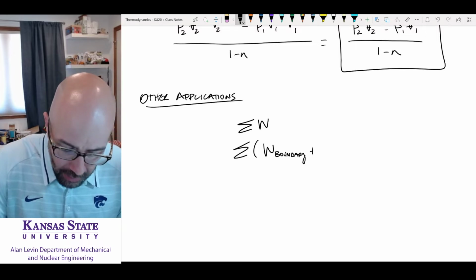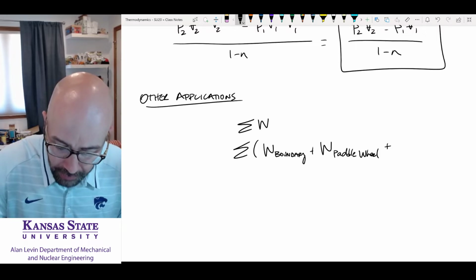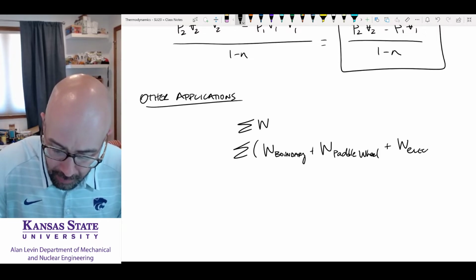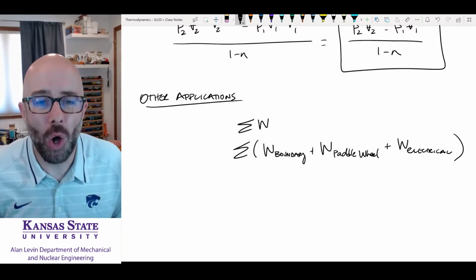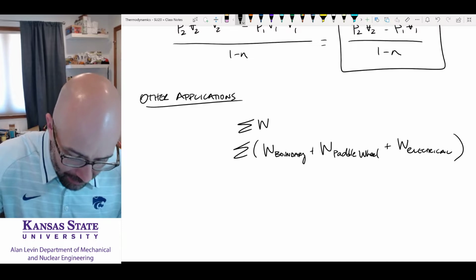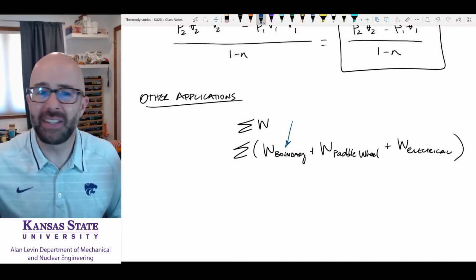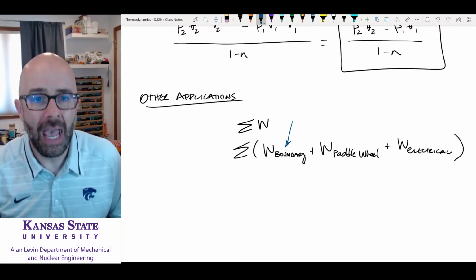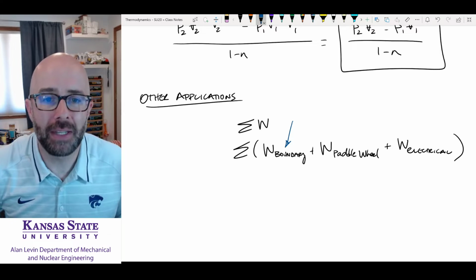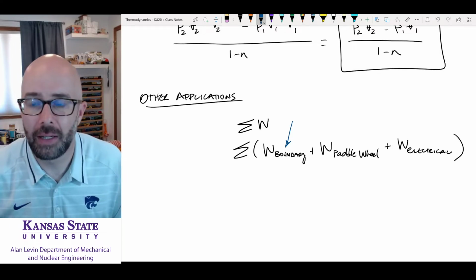It could be plus work paddle wheel. It could be plus work electrical. It could be lots of things inside of there. And so we have to think about all the other forms of work. We've spent a lot of time talking about this boundary work. But usually with a paddle wheel, which is basically a mixer, they're going to tell us how much work goes into the system. And it's from the surroundings into the system. That means it's going to be negative. So I say plus, we'll say plus a negative here.